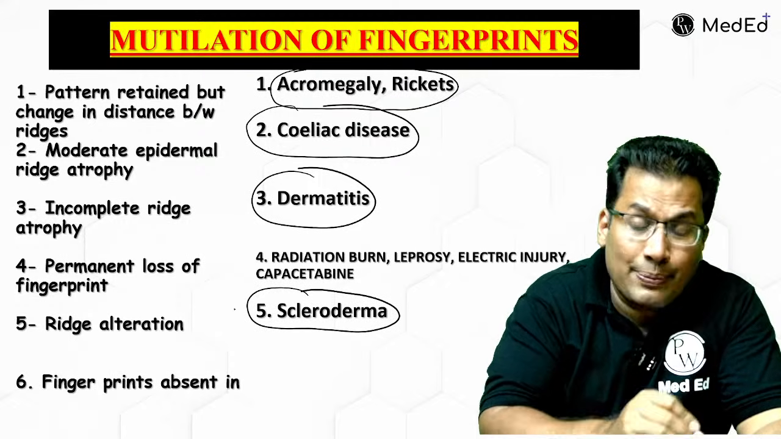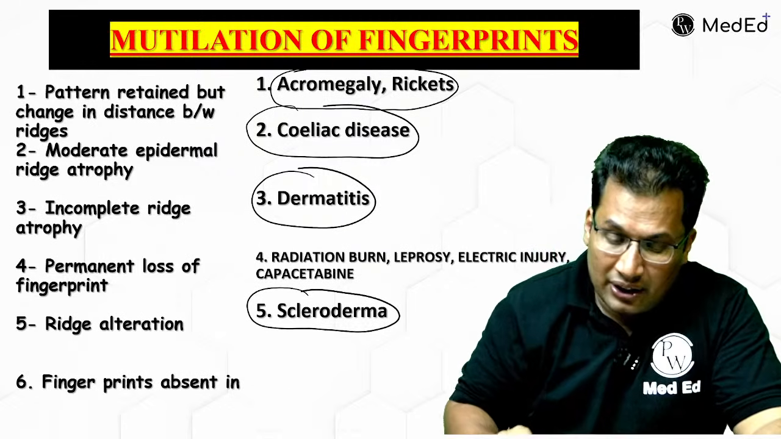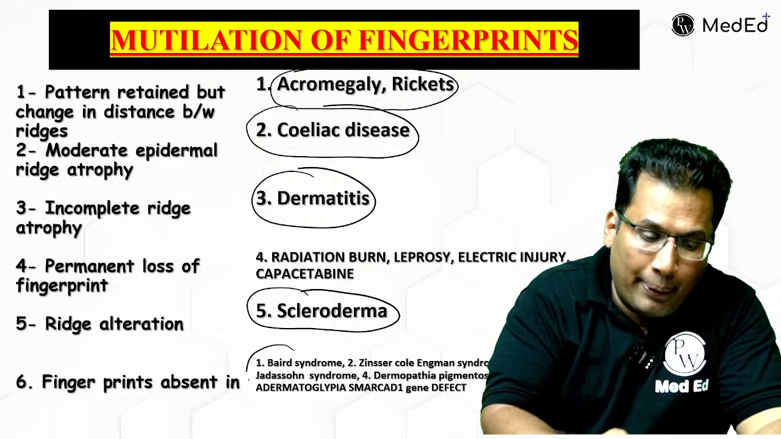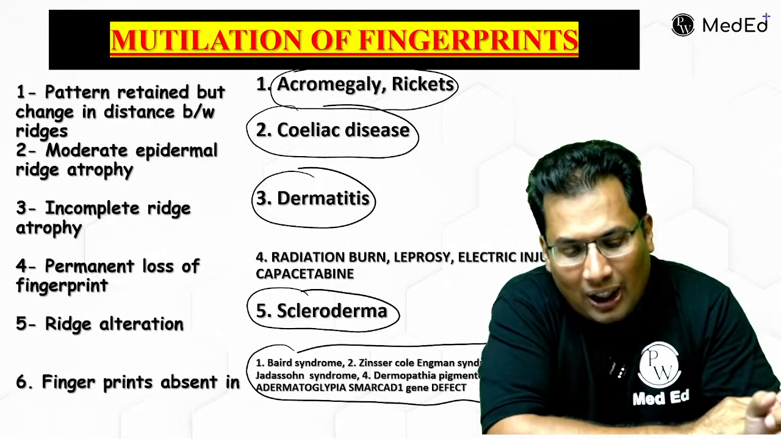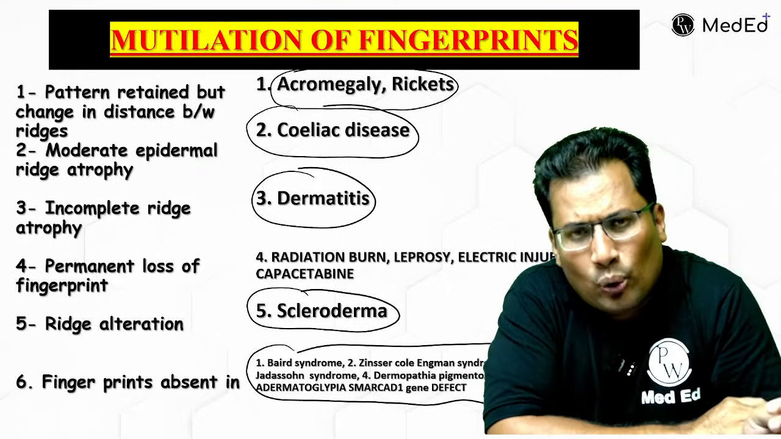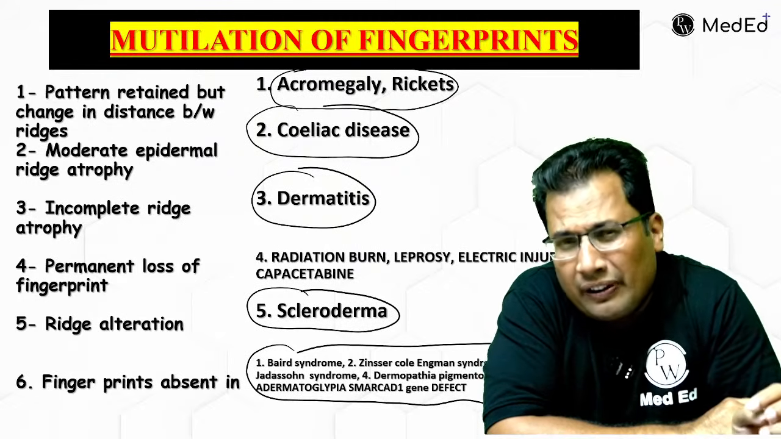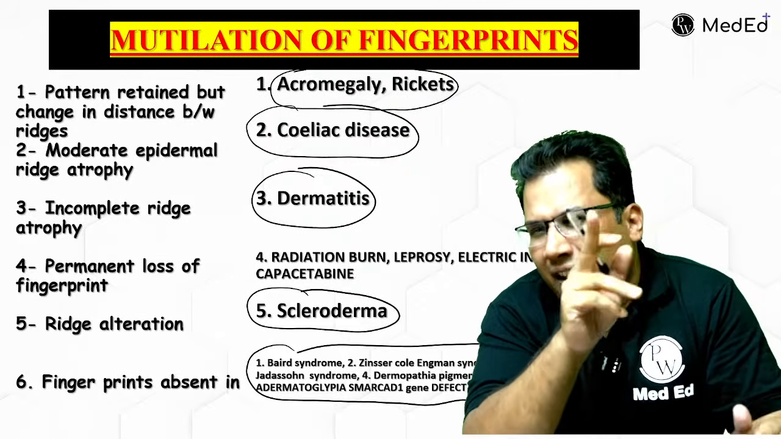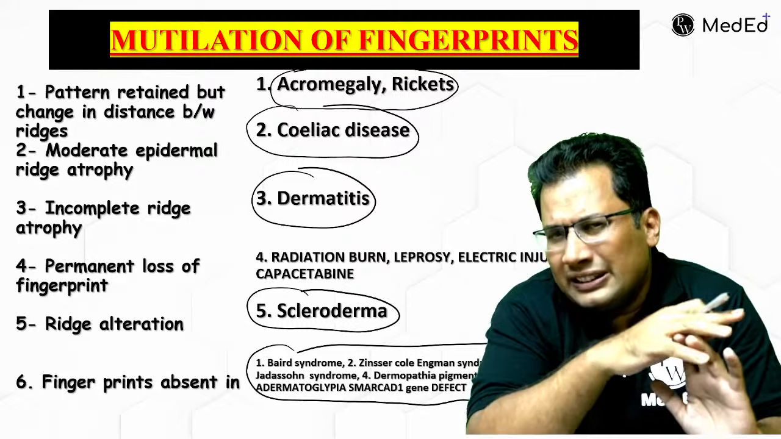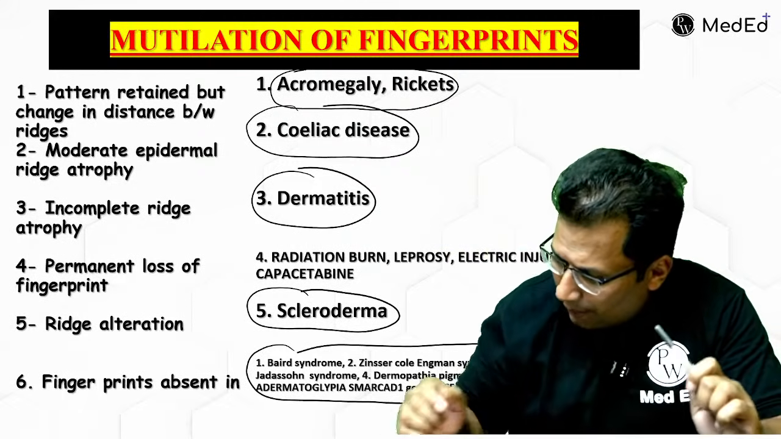scleroderma, especially limited scleroderma. Then fingerprints are absent in certain conditions, for example Baird syndrome, Ginser-Cooley-Ingemann syndrome, Naegeli syndrome, dermopathia pigmentosa reticularis, adermatoglyphia. In all these conditions, fingerprints can be absent. Remember, it's a very rare condition. These syndromes are genetic conditions. They are usually rare. Done.